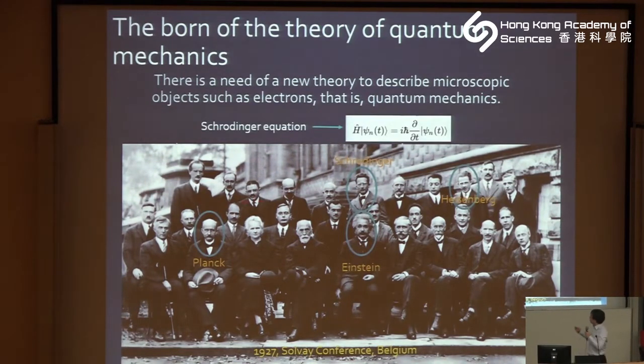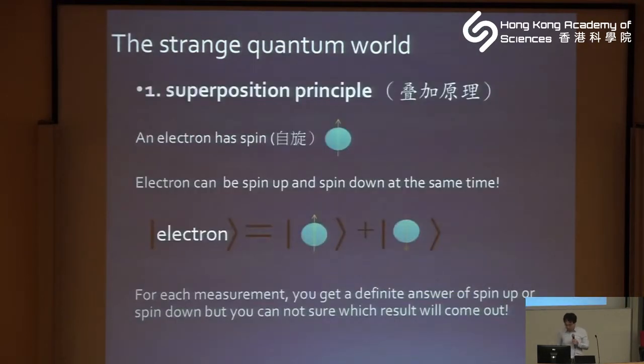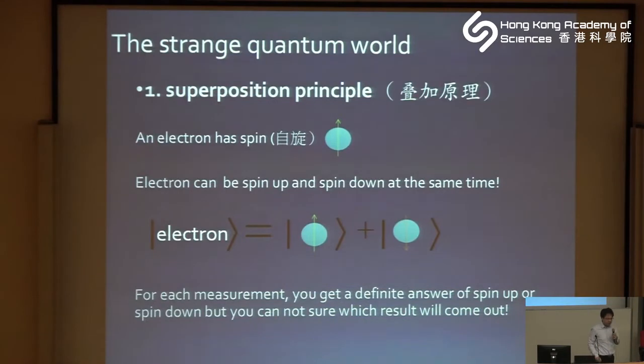A simple equation to describe quantum mechanics is called the Schrödinger equation. But instead of going into the mathematical details, I just want to tell you 2 very important principles of quantum mechanics, which are also useful for quantum computation. One is the so-called superposition principle. Suppose you have an electron with spin. We can view an electron with spin just like you can think of actually every electron.